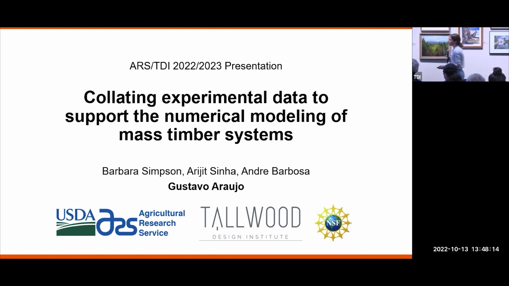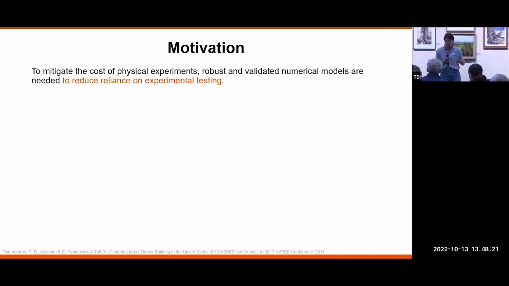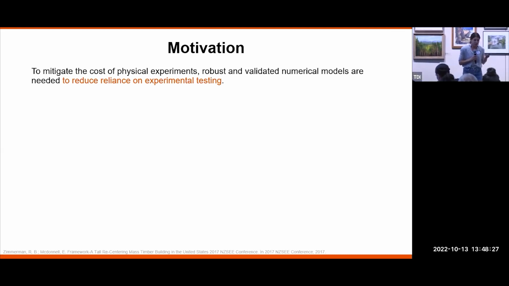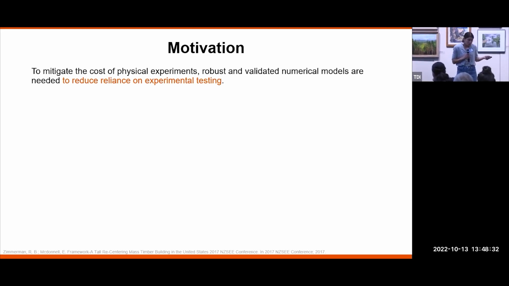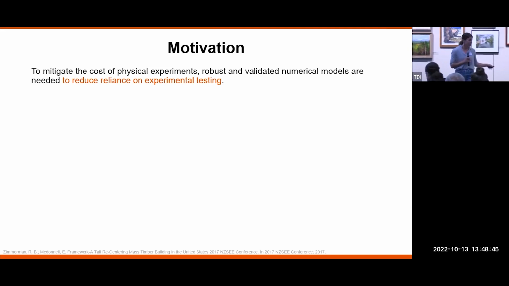The title of this is Collating Experimental Data to Support the Numerical Modeling of Mass Timber Systems. So it's quite a mouthful. I hadn't realized this was going to be so small, so most of the font's going to be a little difficult to read, but we need to think about reducing our reliance on experimental testing. To do that, we're going to need to develop more robust numerical models. The reason we want this reduced reliance is because physical experiments are very expensive. They're only giving you discrete data points. And so maybe numerical modeling can fill in some of those gaps.